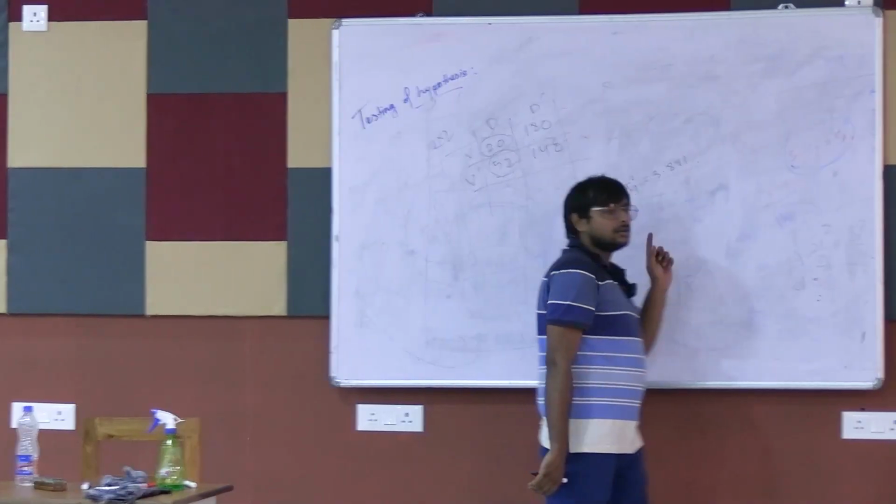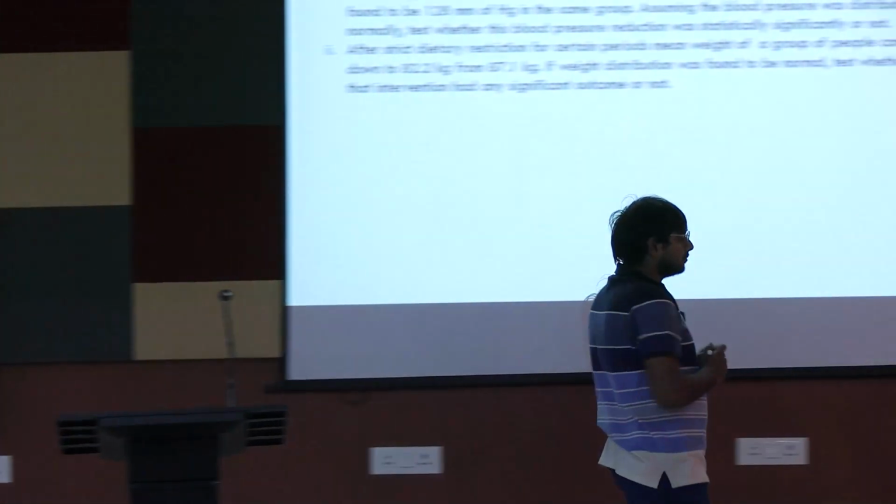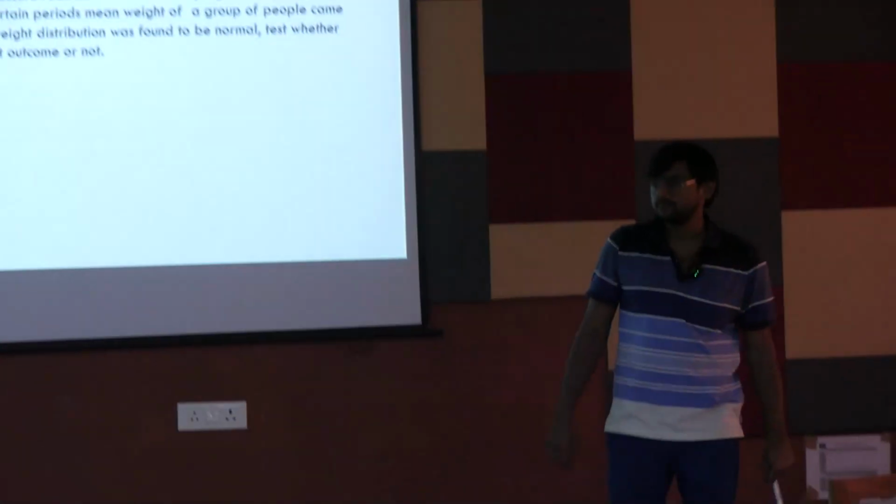You know the test statistic out here? Sum of (OI minus EI) square by EI. It's going to be very easy, it's not difficult.